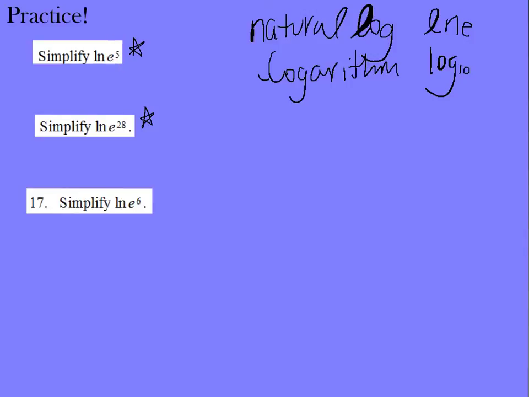Now, when we're simplifying, if we have ln of e and it's raised to a power, then our answer is just that power. To simplify ln of e to the 5th, our answer is 5. To simplify ln of e to the 28, our answer is 28. So for number 17, to simplify ln of e to the 6th, our answer is 6.